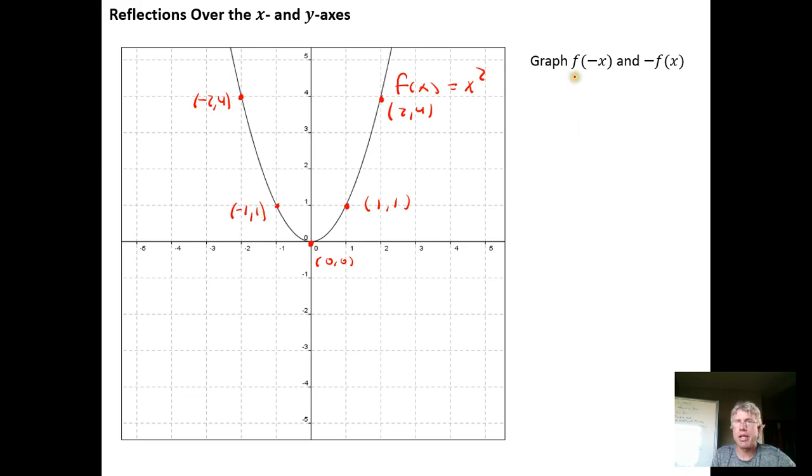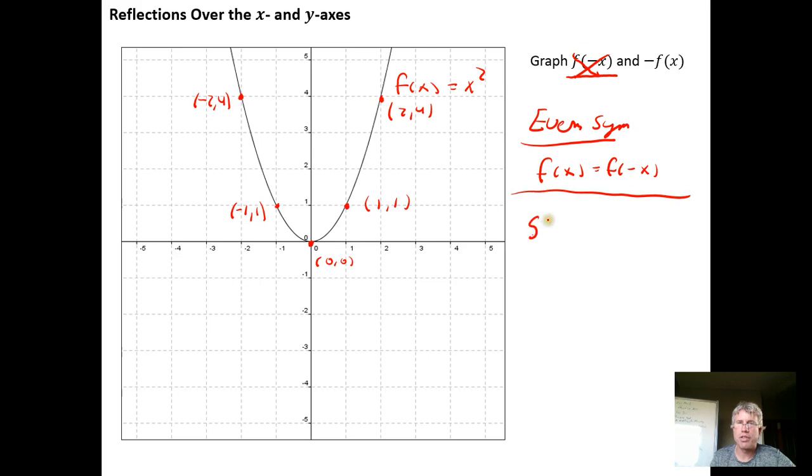So the key is to recognize that if we were to graph f of negative x, which just negates the input variables, because the parabola has even symmetry, we won't see any change. So there really isn't any point in doing f of negative x other than to bring up the point that because we have even symmetry, the graph will be the same. In fact, what's the test for even symmetry? Even symmetry, the test was, does f of x equal f of negative x? And if it does, you have even symmetry. A parabola has even symmetry. These two graphs are going to look identical.